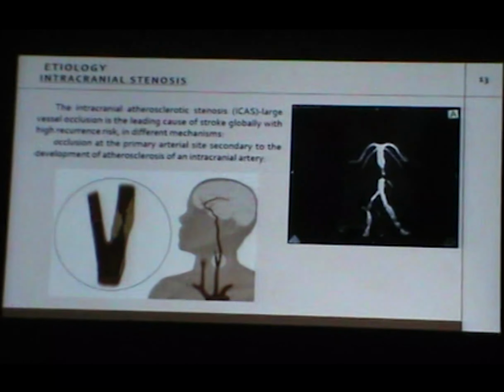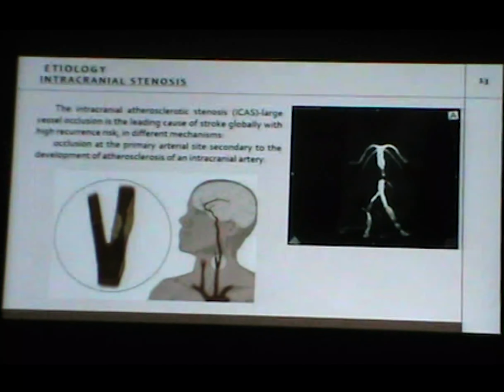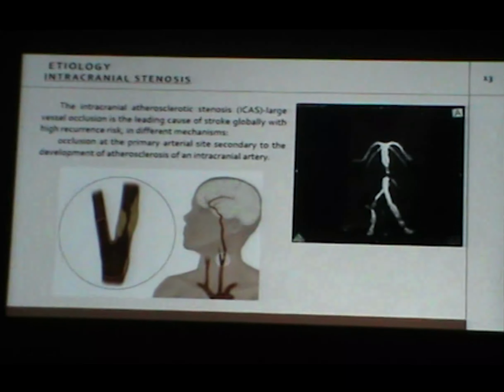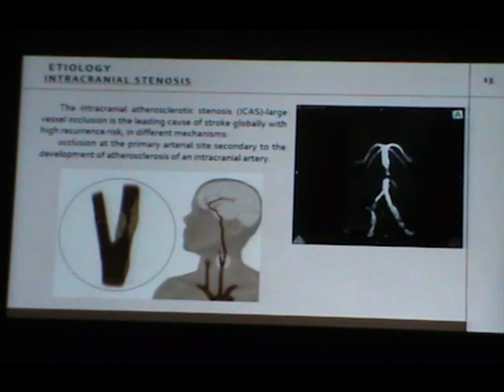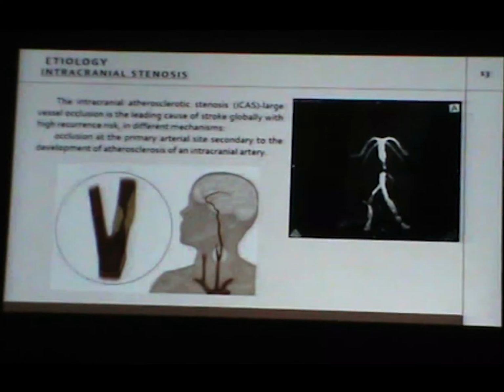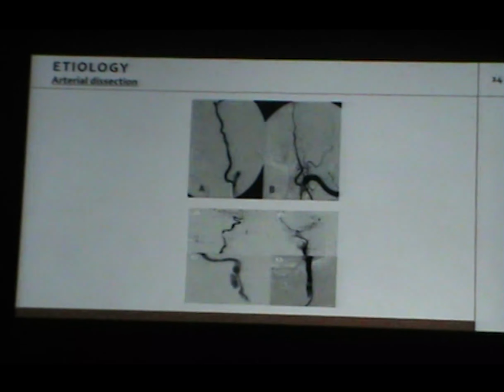Intracranial stenosis of relatively large blood vessels, either in the anterior or the posterior circulation, is shown in the images: mid-basilar artery with severe stenosis over here, as well as the diagram which shows severe stenosis of the internal carotid artery just after the carotid bifurcation.